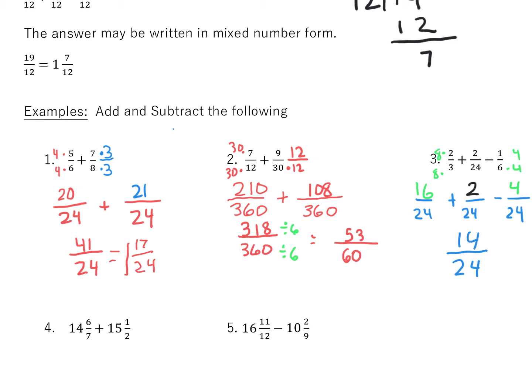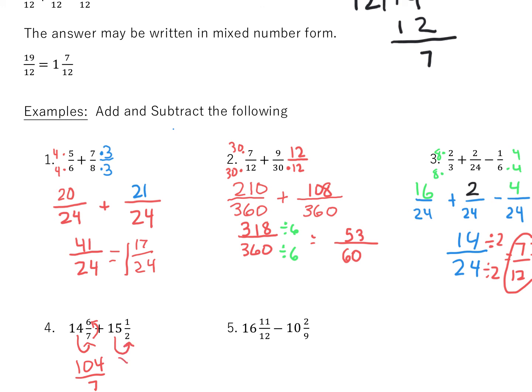And once again, we have to reduce these fractions. A 2 goes into the top and the bottom, and we will have 7/12 as our answer. For number 4, there's a few ways to do this. I'm going to choose by changing these fractions into improper fractions. So what I'm going to do is 14 times 7, and then I am going to add the numerator. 98 plus 6 is 104. We're going to do the same thing to the second fraction.